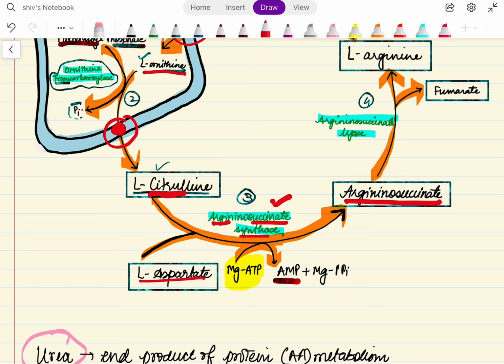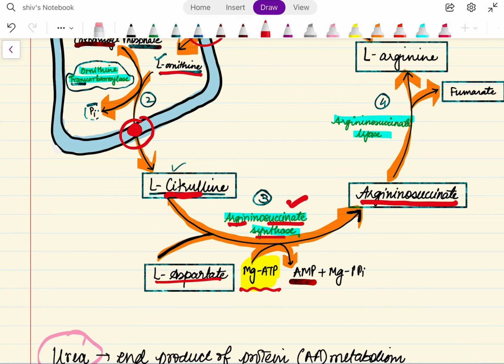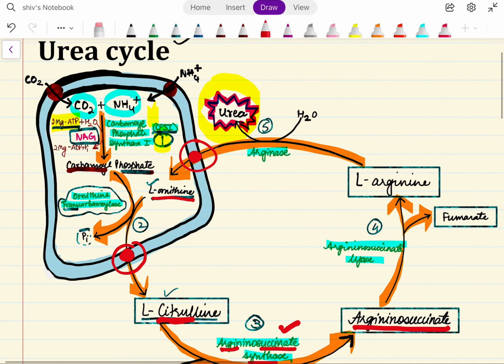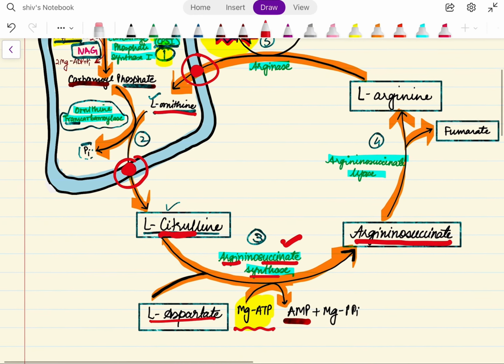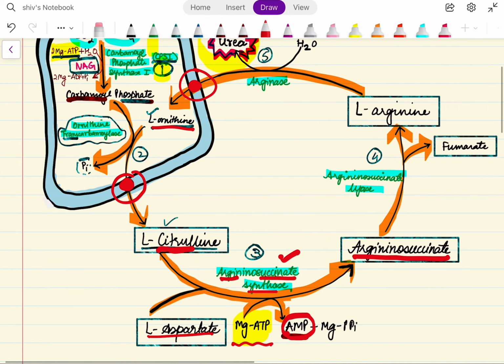As easy as that. Now, one more thing to note here is that this step requires ATP. So we noted that the first step required 2 ATPs, and this is the third step. This requires 1 ATP. And another thing you have to note here is that ATP forms AMP and not ADP. Now, how will this affect our discussion? I'll tell you that later. Coming on to the fourth step.